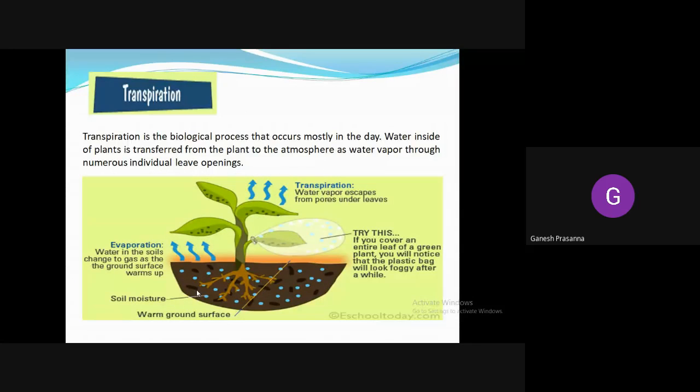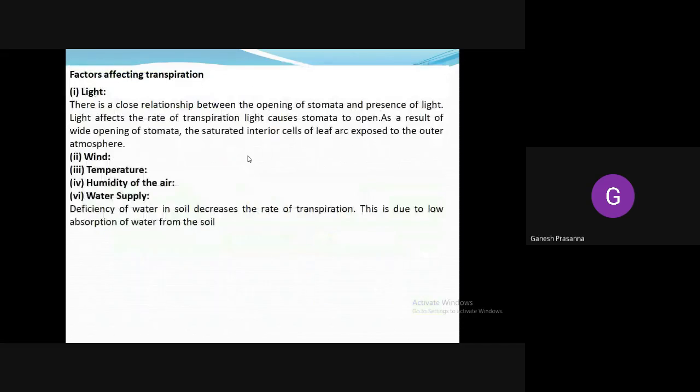Coming to transpiration, transpiration is a biological process carried out by the plants. The water present in the leaves gets evaporated through the pores. Leaves contain some pores at the bottom through which the water escapes. That process is called transpiration. So it also contributes to the evaporation itself. The combination of both evaporation and transpiration is called evapotranspiration.